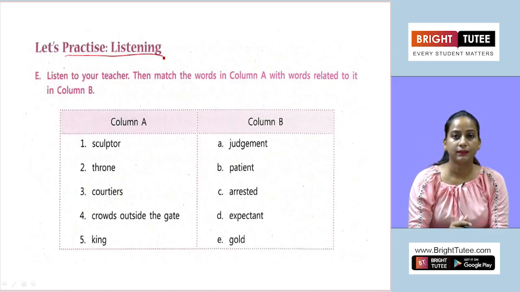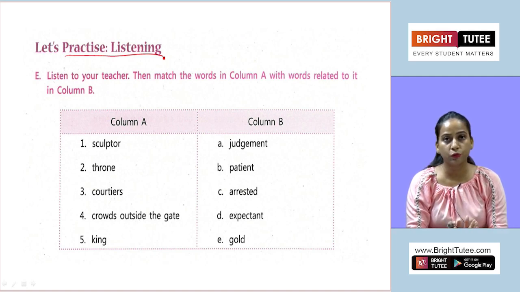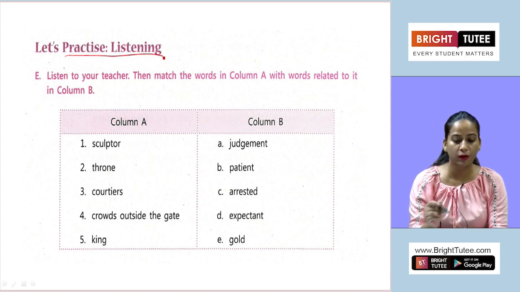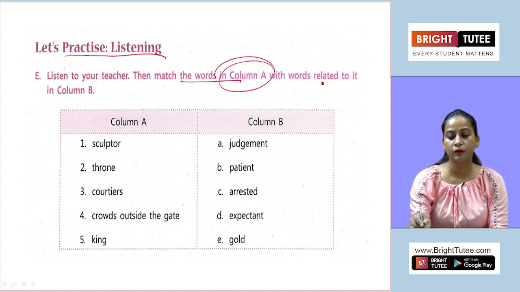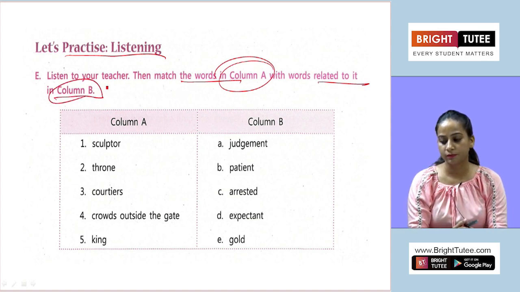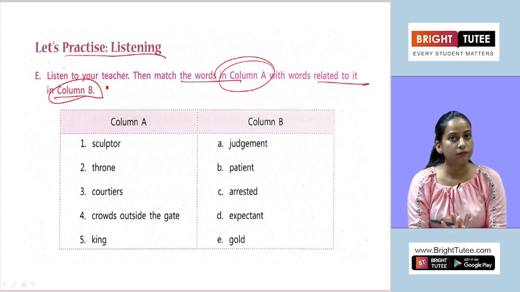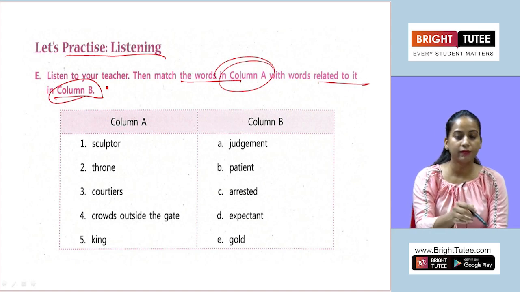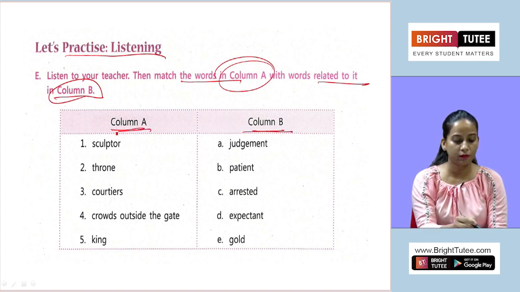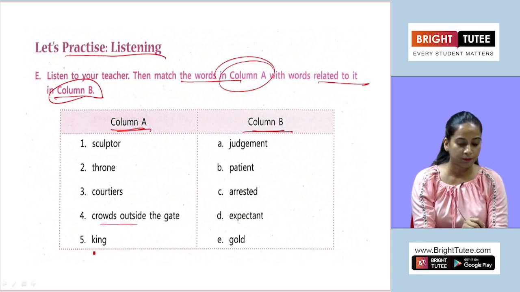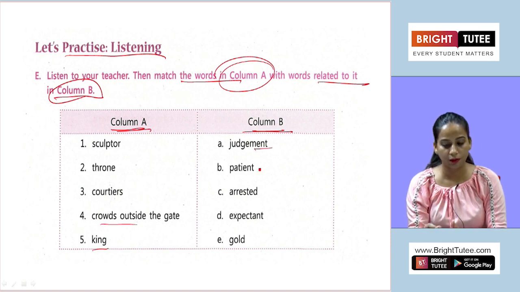Now let's practice listening. This activity is based on listening. The listening part will be done by your teacher. You have to listen to your teacher carefully, and then based on that, you have to match the words in column A with the related words in column B. Clear? Here we can see column A and column B where different words are given. The sculptor, throne, countries, crowds outside the gate, king. And in column B: judgment, patient, arrested, expectant and gold.